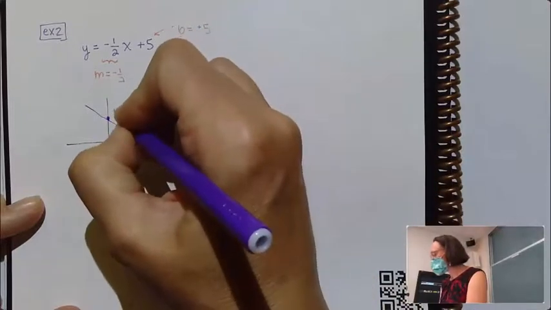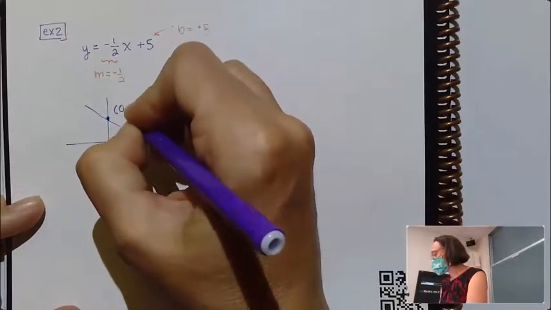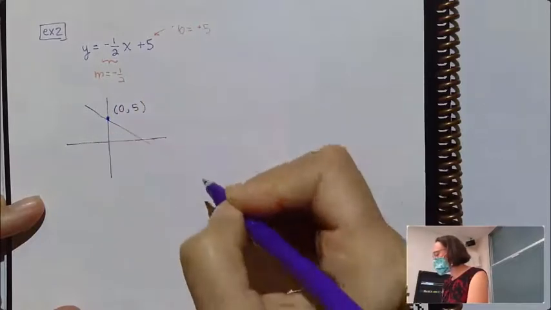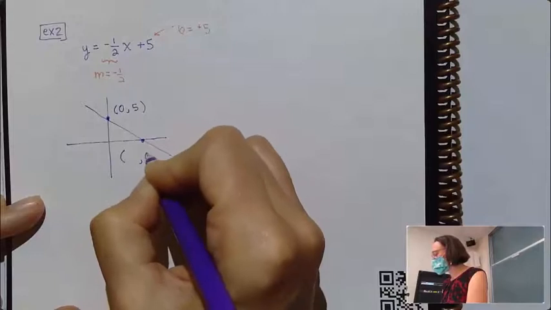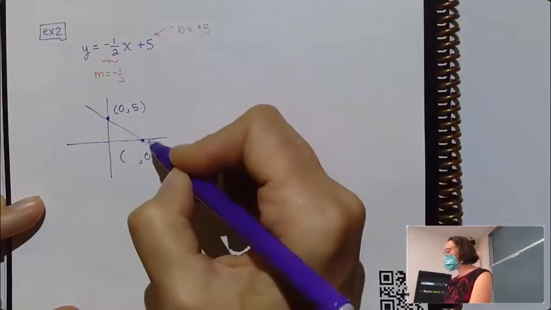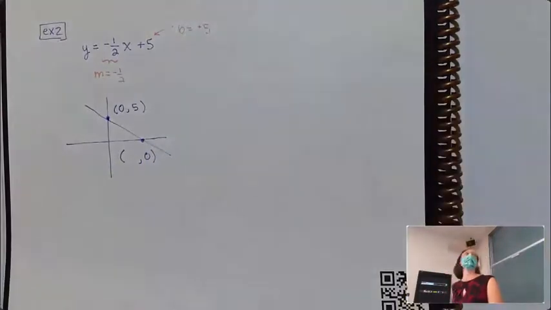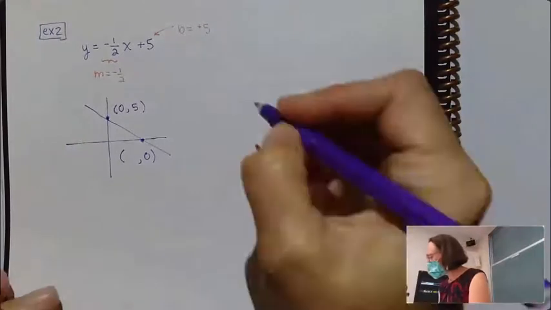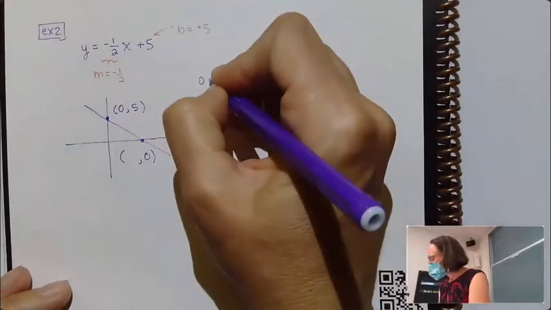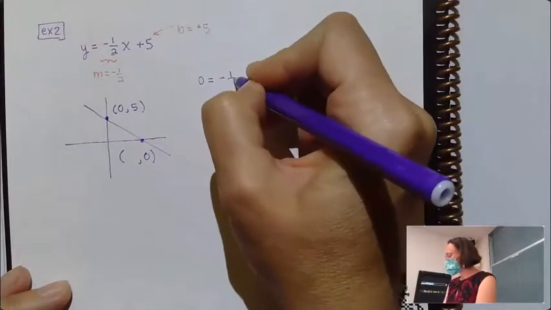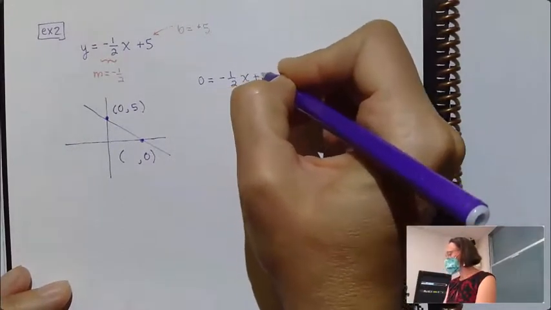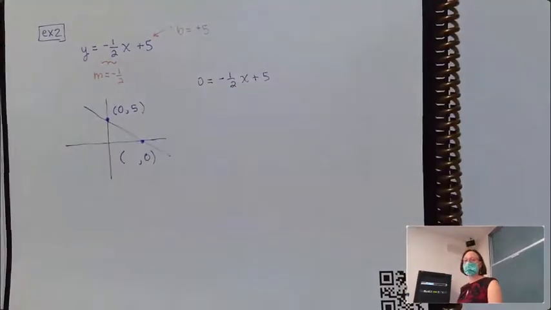So my y-intercept should always look like 0, something. My x-intercept should always look like a number, 0. Because at my x-intercept, my y value is always 0. If I plug in 0 for y, then I've got 0 equals -1/2 x plus 5. We have choices for how to deal with this.